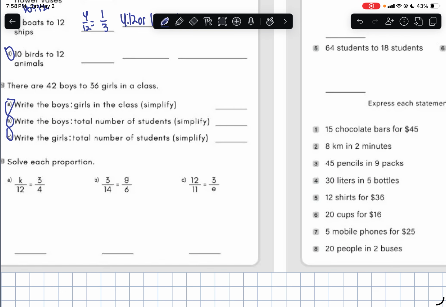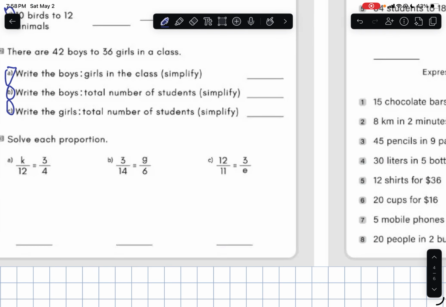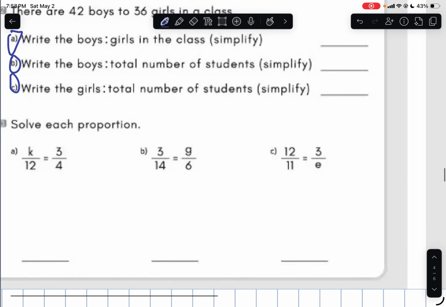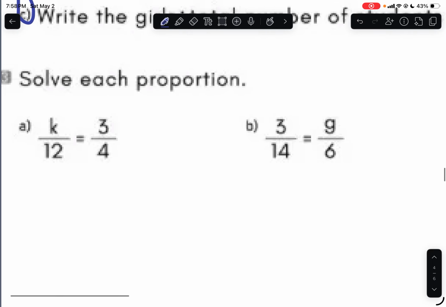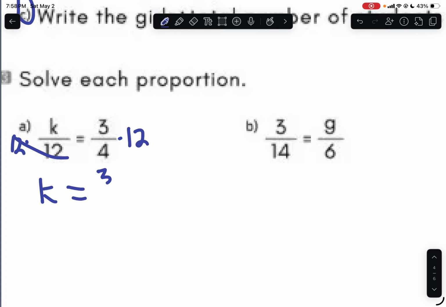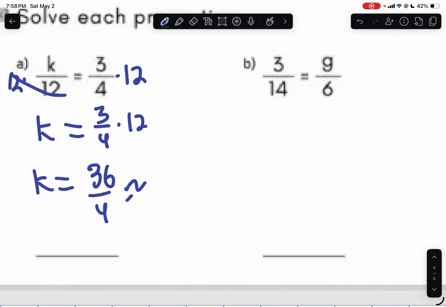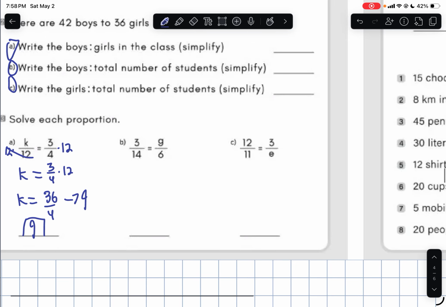Okay, we did this last video. I'm going to do A, and I'm going to let you do B and C. So what we're going to do for A, what I found to be the easiest, is just to isolate K. So we're just going to multiply both sides by 12. This gives us K equals 3/4 times 12. And then if we multiply the 3 and 12, we get 36/4. Simplify that, and you get 9. And 9 is your answer.